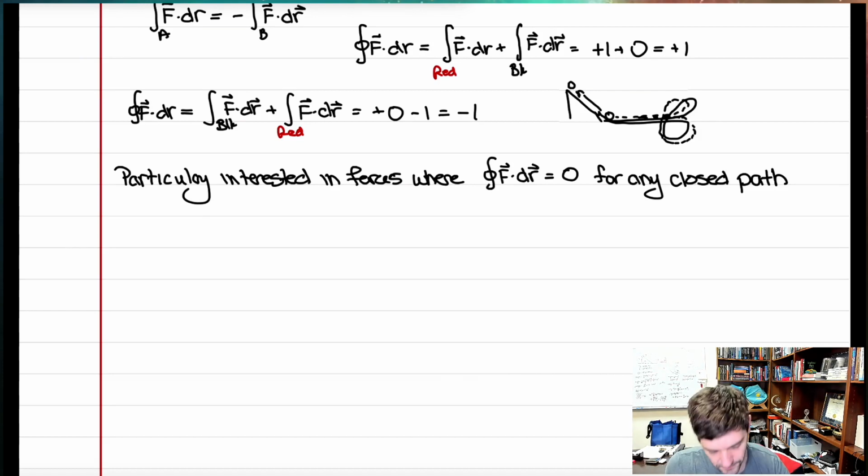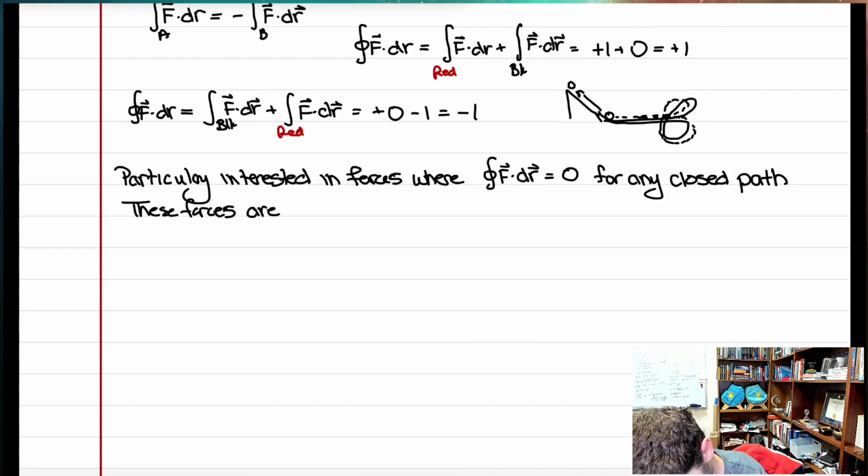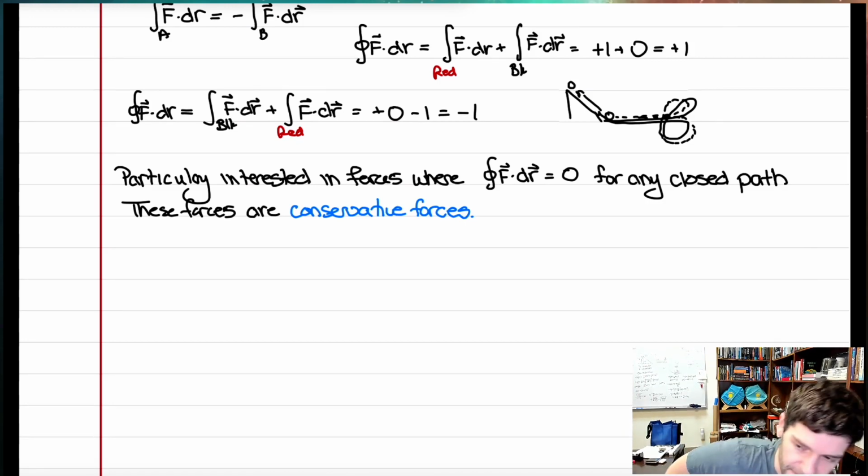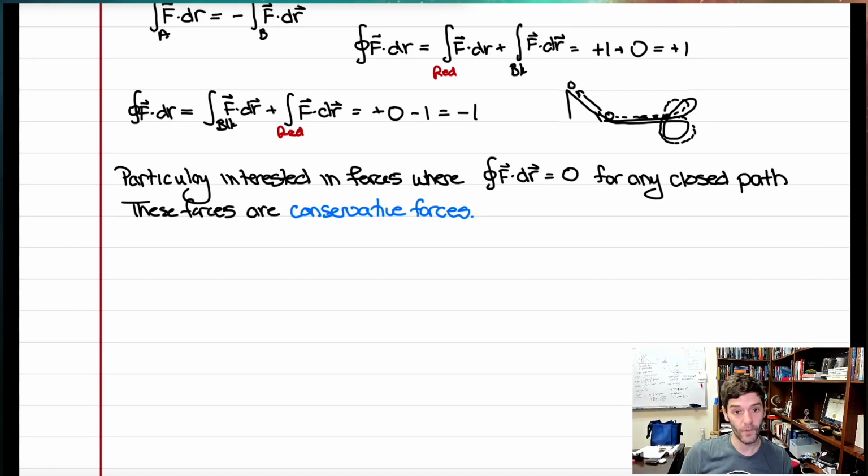These particular forces where this is true are called conservative forces. These forces where this kind of closed loop integral is 0 are what we call conservative forces. Because if this condition is true, a variety of interesting mathematical properties emerge. One that ends up being what we ultimately call the conservation of energy.